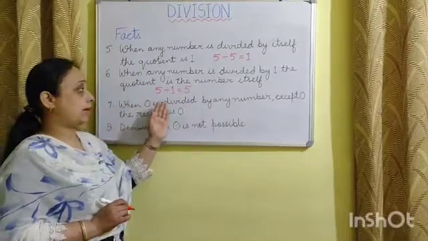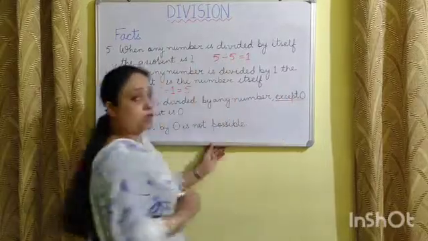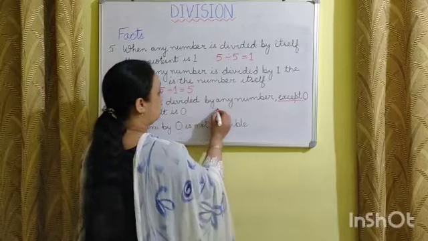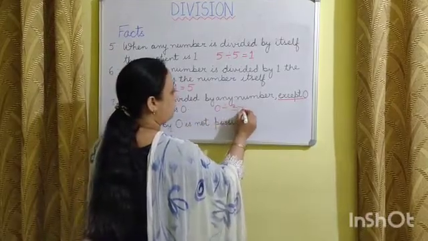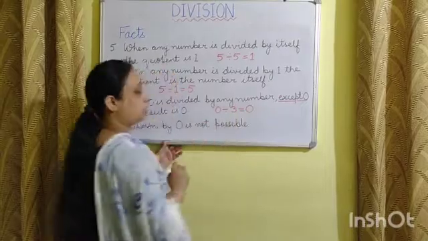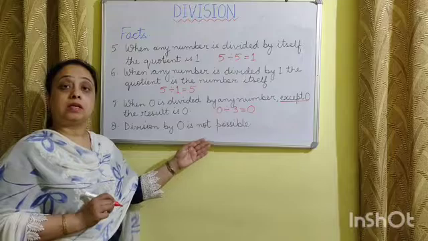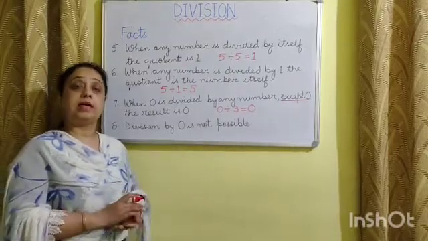So if we are dividing the number by 1, the result is the number itself. When 0 is divided by any number except 0, the result is 0. Suppose 0 is divided by 3. Our result will be 0. And division by 0 is not possible. That is, we cannot divide any number by 0.